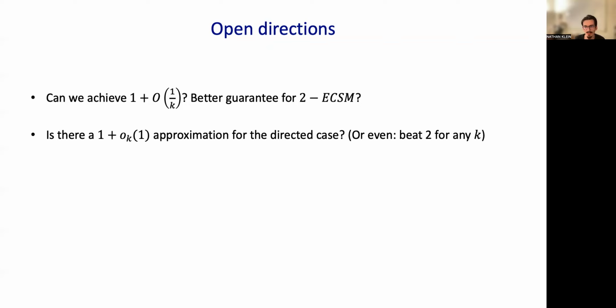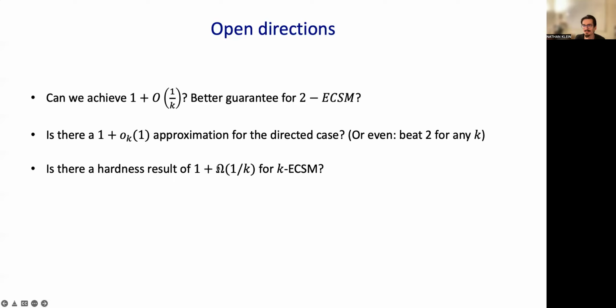The second open question is whether we can get a similar result for the directed k-edge connectivity problem, where we're again allowed to use edges more than once. So this is not known, and actually our techniques seem to break down completely in the directed case. And finally, as far as we're aware, there's no result showing that k-ECSM is hard to approximate better than 1 plus omega of 1 over k. And this is conjectured in Pritchard's paper as well, and we strongly believe this should be true.